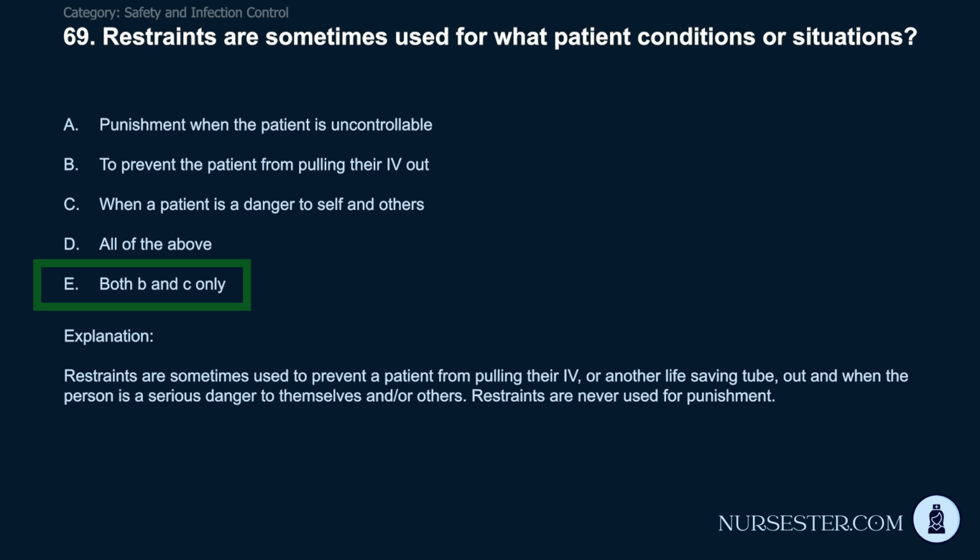Restraints are sometimes used to prevent a patient from pulling their IV, or another life-saving tube, out and when the person is a serious danger to themselves and or others. Restraints are never used for punishment.